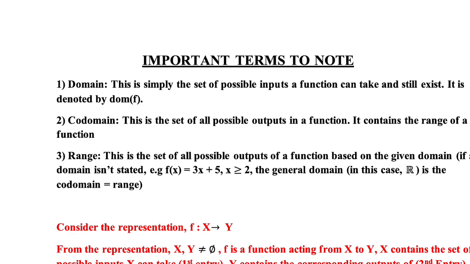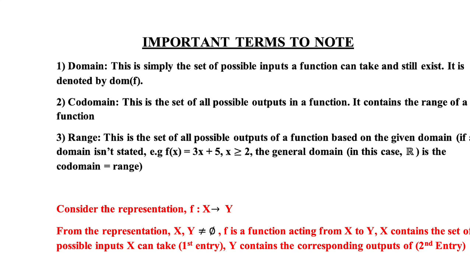So let's consider the representation f of x, f as x maps to y. What does this represent? That means x is a non-empty set, y is also a non-empty set. And what do we have here? X represents the set of possible inputs, right? That x contains the set of possible inputs that the function can take, which is the first entry, while y contains the corresponding output, which is the second entry.